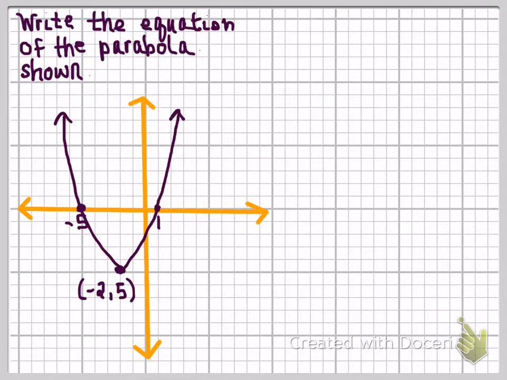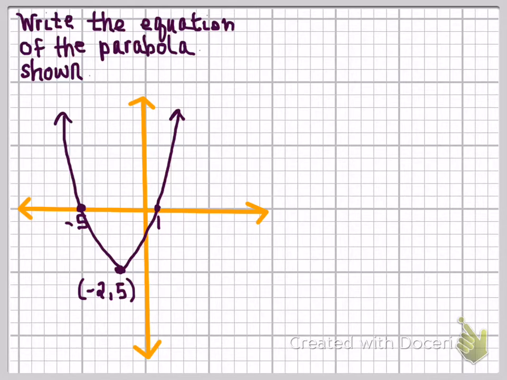In this example, we're going to write the equation of a parabola that's already given to you as a graph. So if you notice, we have a parabola here with the x-intercepts -5 and 1, and then I gave you a third point, which happens to be the vertex for this one, (-2, 5). And in some other examples I've given you a point such as the y-intercept.